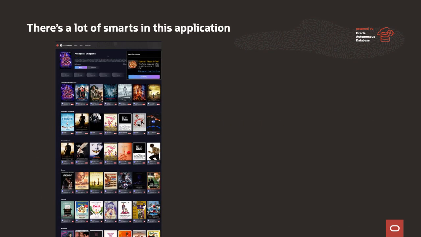Let's first set some context. MovieStream has many of the same challenges as other companies. They need to delight their customers and provide them with the right products at the right time, because frankly, competitors are just a mouse click away. Now, to achieve that goal, they've infused their application with a ton of smarts.